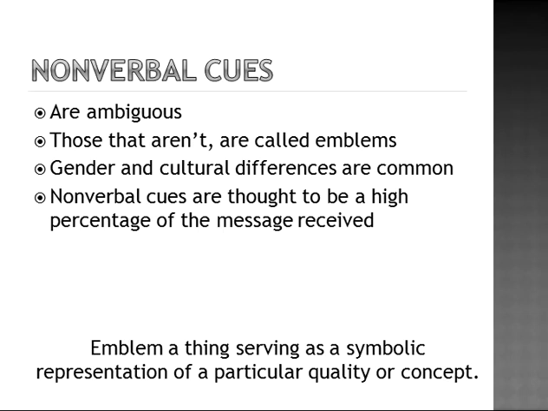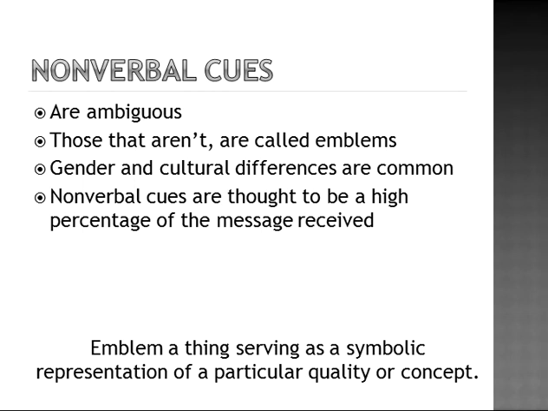Now we have nonverbal cues. Nonverbal cues are those things which are not the things that are being said. They could be how things are said. It could be how they look when they're saying these things. Now, nonverbal cues are ambiguous. Those which are quite clear and you know what they mean are emblems, a very symbolic representation of a particular quality or concept. For example, these days the thumbs up we know is okay, everything's okay, at least in our particular culture. Thumbs up may mean different things in other parts of the world. So gender and cultural differences are common.